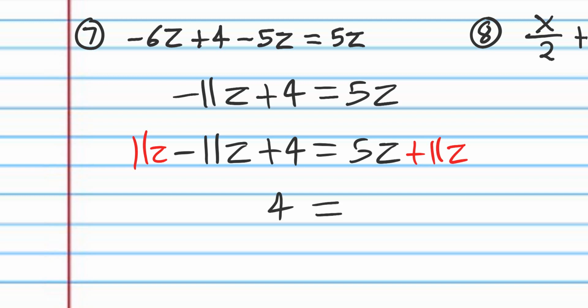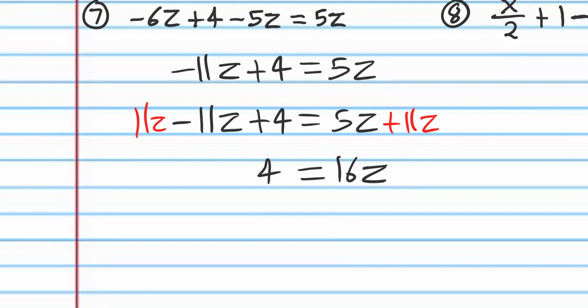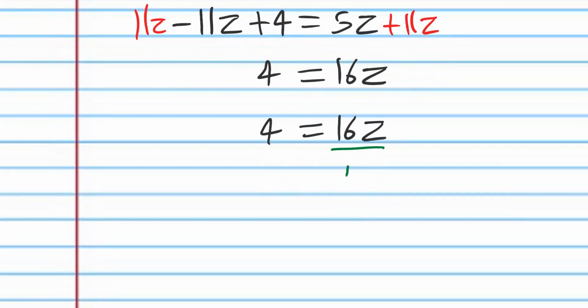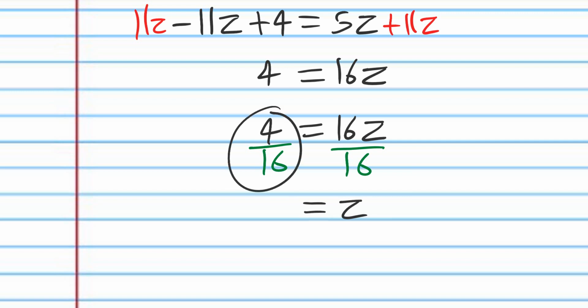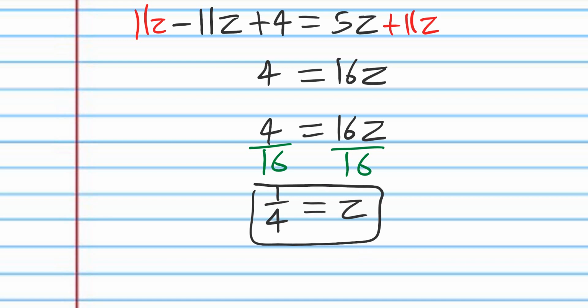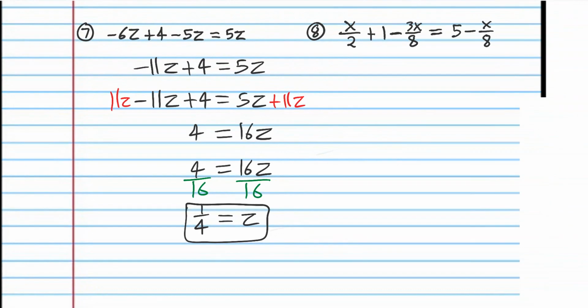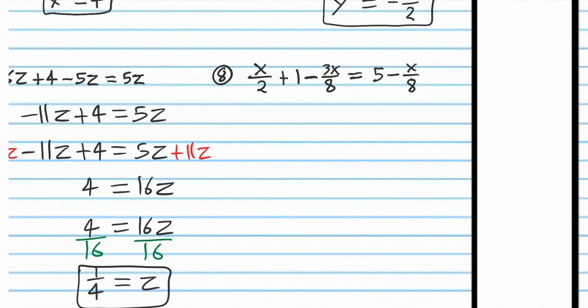And that will give us 4 is equal to 16z. And then we just have to rewrite that. And divide both sides by 16. And then we're going to have to reduce that fraction. Z is equal to 1 over 4. So if you got 1 over 4, good job.